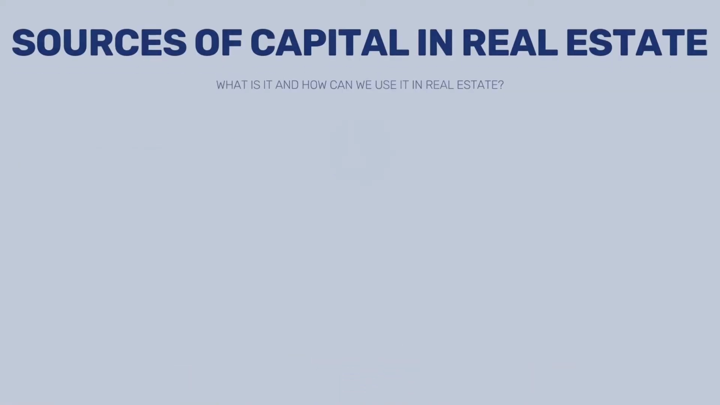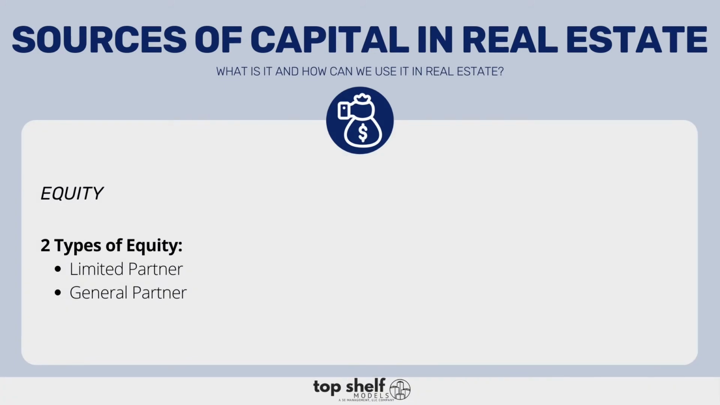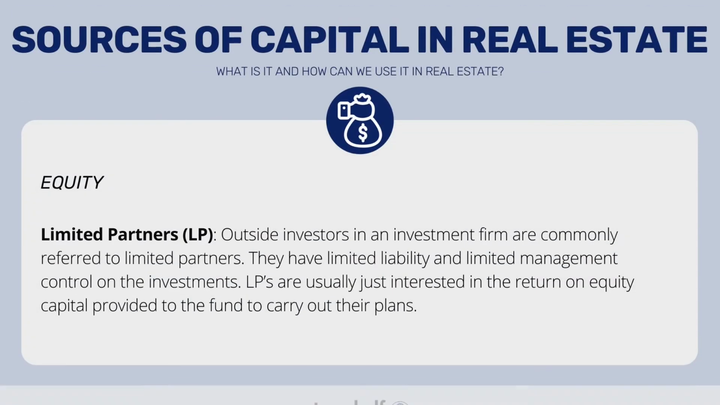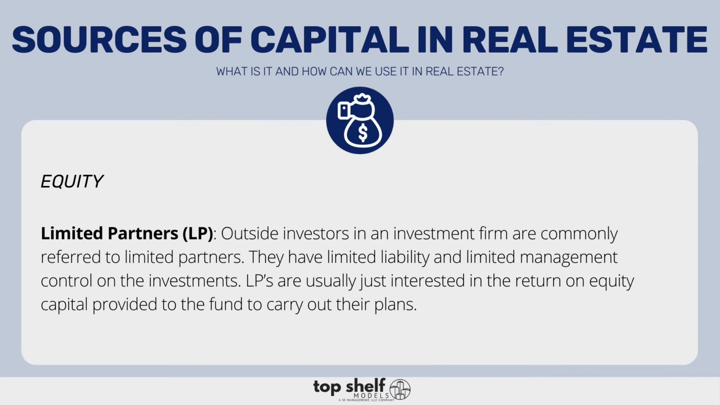Next, moving on, we have the equity section of the sources, and these fall into two main categories. We have limited partners and general partners. Outside investors in an investment firm are commonly referred to as limited partners, or LPs. They have limited liability and limited management control on the investments. LPs are usually just interested in the return on equity capital provided to the fund to carry out their plans.